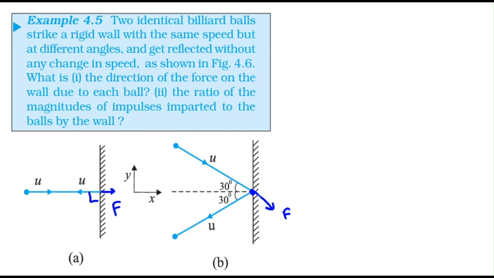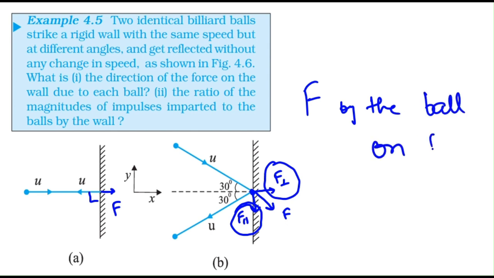But what is happening here? This force can be resolved into its components: the perpendicular component of the force, and the parallel component. If we are neglecting the friction here, the parallel component is no longer acting on the wall. Then we have only the perpendicular component. So in both cases, the force exerted by the ball on the wall is perpendicular, a kind of normal force.